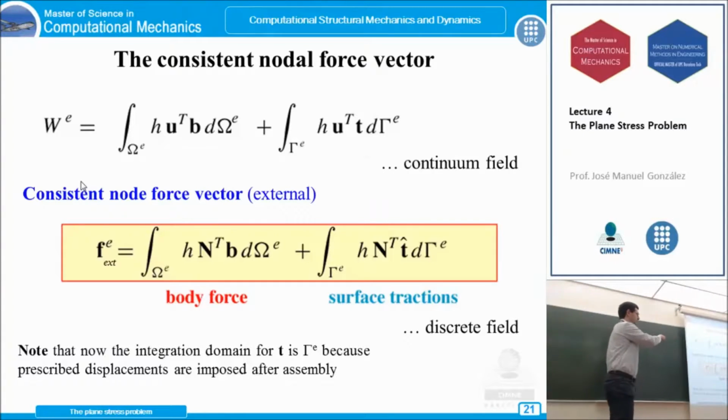So this is the continuum expression, this is the discrete expression, which leads us to a consistent nodal force vector, which is consistent because it comes out of the total potential energy principle minimization.